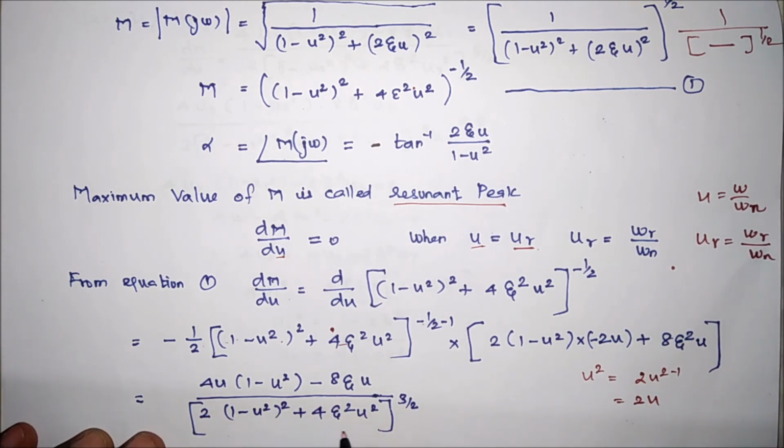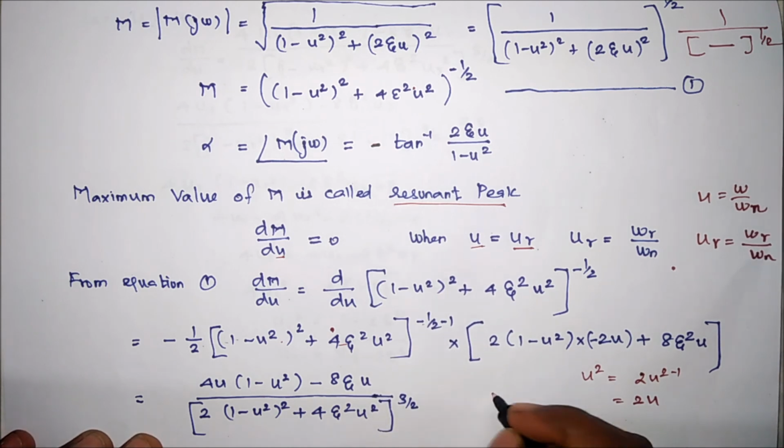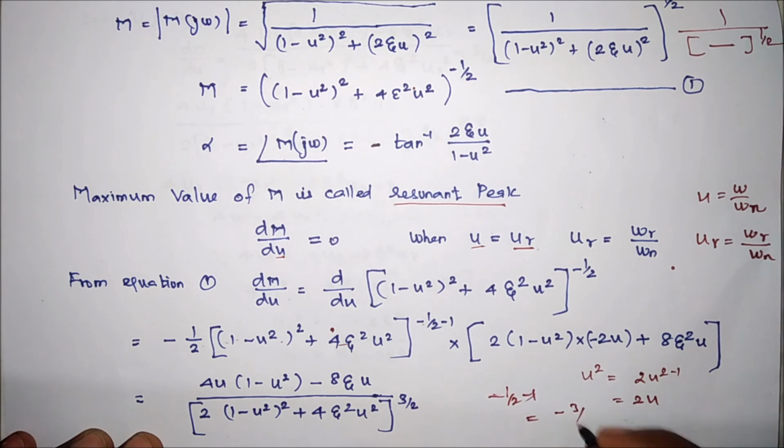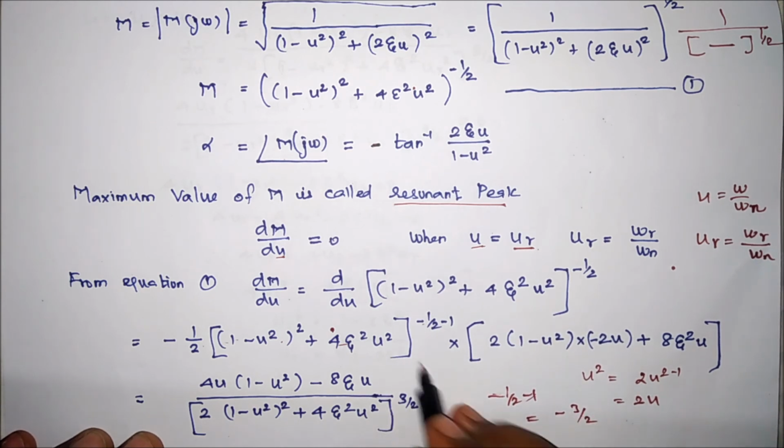Next what we have to do, so this will become minus 1 by 2 minus 1 equal to, so if we take LCM it will become minus 3 by 2. So now if we bring this into the denominator it will come like this, plus, it will become plus 3 by 2. So this term will become plus 3 by 2 when we bring this into the denominator side.